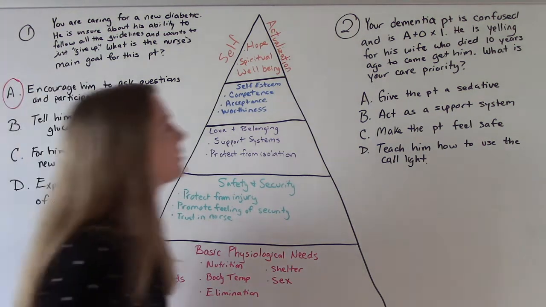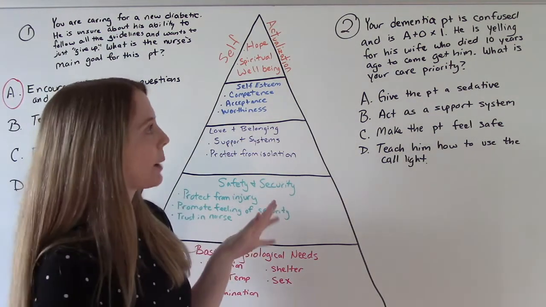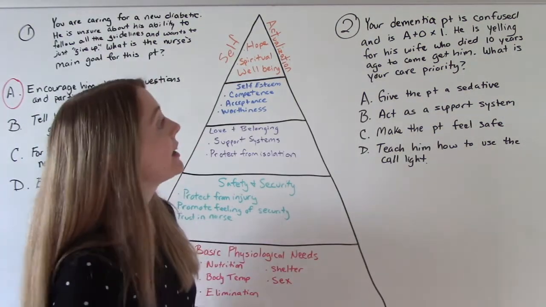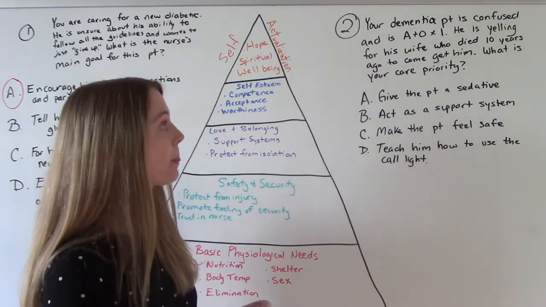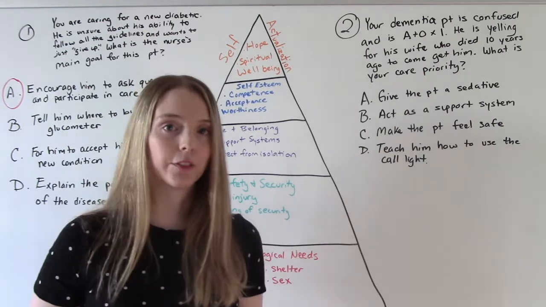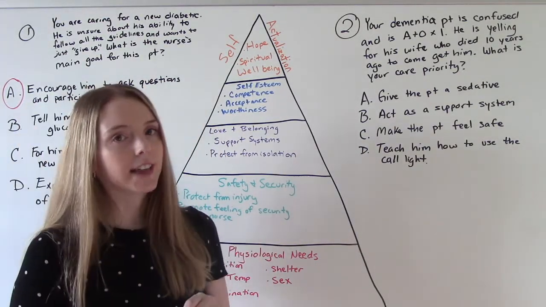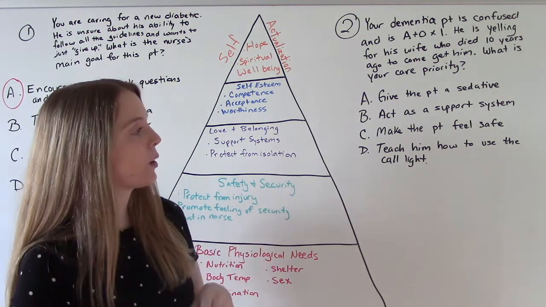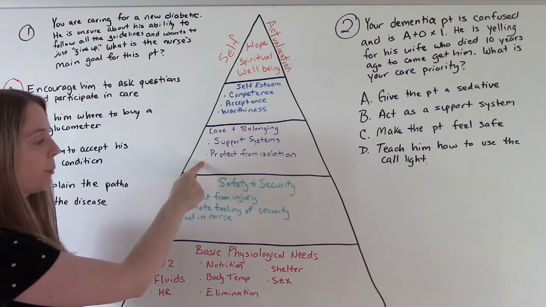Let's do another one. Your dementia patient is confused, A and O times 1, so just self. He is yelling for his wife who died 10 years ago to come get him. What is your care priority for this patient? So, are we going to give the patient a sedative? Act as a support system? That's on the hierarchy, right? Love and belonging. Is there anything more important than that?